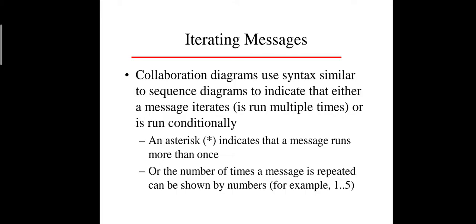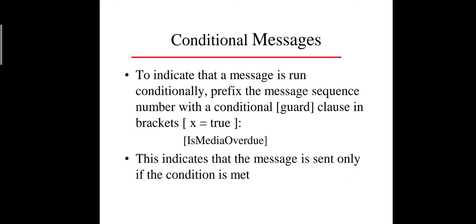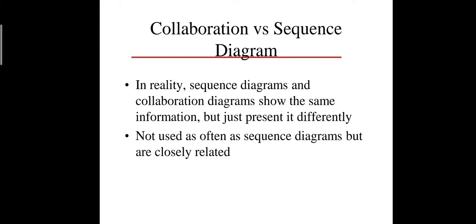Or the number of times a message is repeated can be shown by the numbers 1 to 5. Here we are showing 1..5. That means the same message can be repeated 5 times, any number of times. Then the second type of message is nothing but a conditional message. To indicate that a message is run conditionally, prefix that message with a sequence number and a conditional clause in brackets. This indicates that the message is sent only if the condition is true.